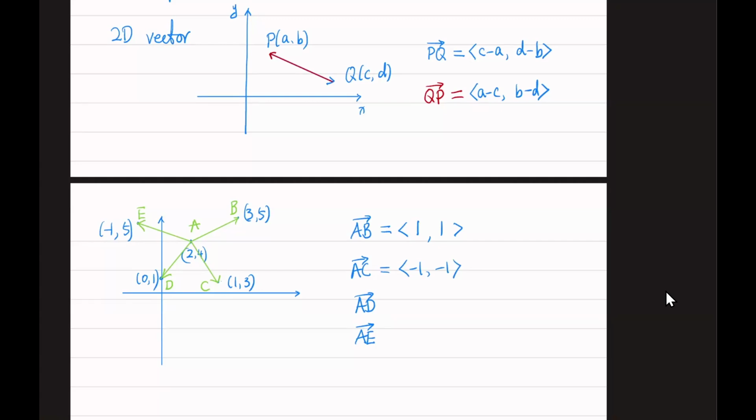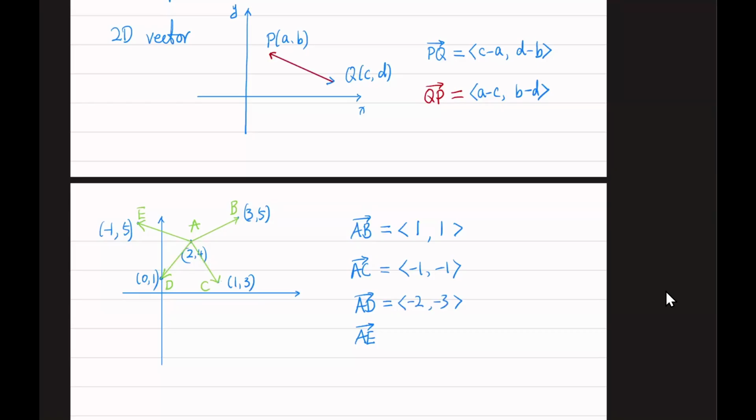And Jessica, AD. So we start at A, and end at D. It will be the difference 0 minus 2, 1 minus 4. So -2, -3.